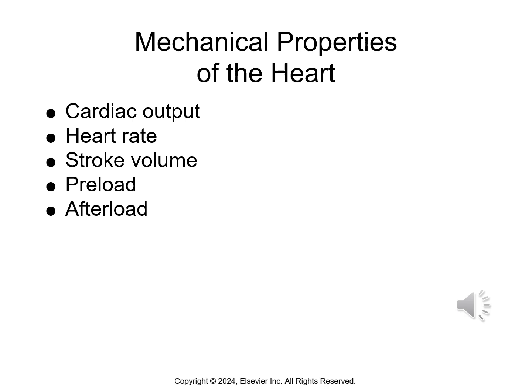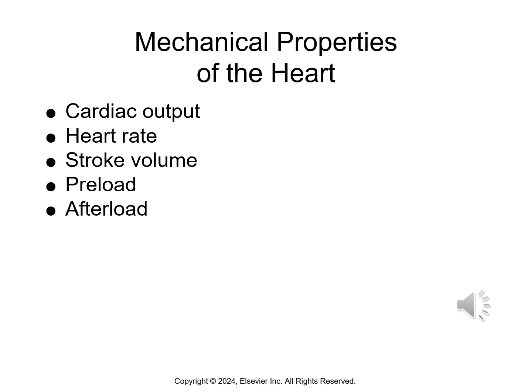Some key terms for this chapter are the mechanical properties of the heart. So the first term is cardiac output, sometimes referred to as CO. This is the volume of blood ejected by the heart each minute. The next one is heart rate, or HR. This is a term referring to the number of times the ventricles contract each minute. Then we have stroke volume, or SV. This is the amount of blood ejected by the left ventricle during each contraction.